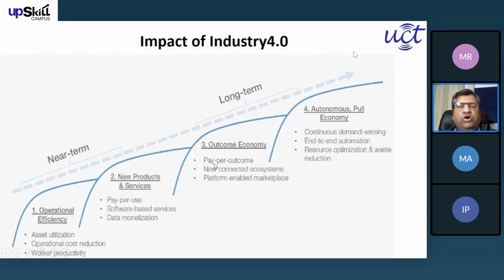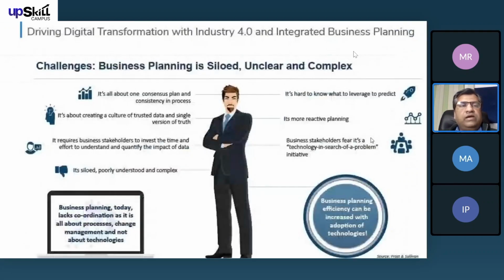In the long term, it would be increasing the outcome economy, and the complete profitability of the industry can be improved. And we can have an autonomous and pull economy. So it would be continuous demand sensing. Based on the demand, we can make the production. So this would be very tightly coupled and just-in-time kind of thing. Depending upon the demand and supply, we can create the supply. So this is the short-term and long-term goal.